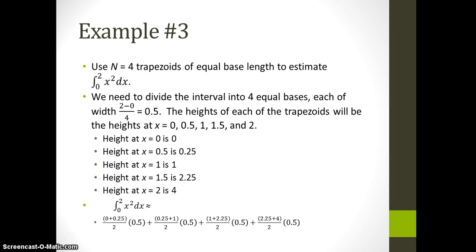Just as before, when we add these up, we need to average our heights. In the first trapezoid, we're averaging the heights at 0 and at 0.5. Remember, our width is 0.5 in this case, so be careful of that. Do the same for the trapezoid from 0.5 to 1, or from 1 to 1.5, and 1.5 to 2. When you average these up, you get your integral to be approximately 2.75. Now, the actual value of this integral is in fact 2.667. So this is a pretty decent approximation.